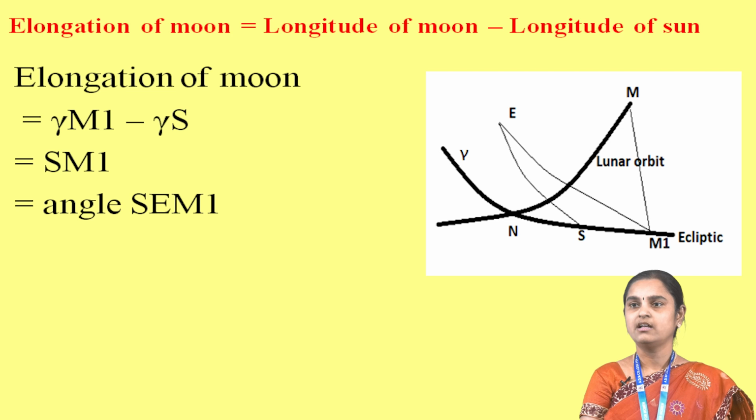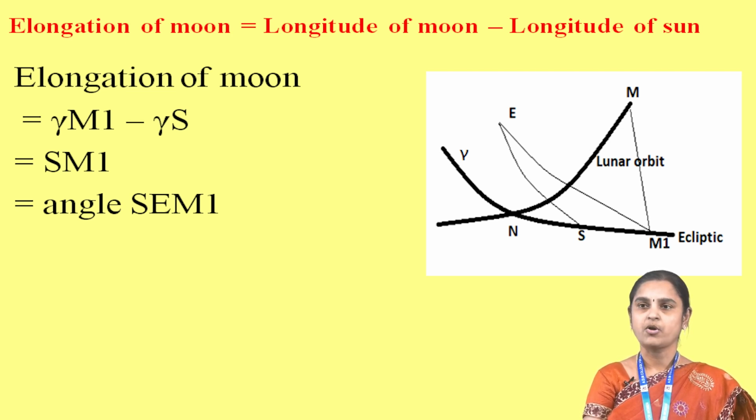M1 is the projected line from capital M, the moon. Elongation of moon equals first point of Aries M1 minus first point of Aries S, where capital S is the sun, equal to angle SEM1. SM1 is again equal to angle SEM1. By a property, we can say that SM1 equals angle SEM1.